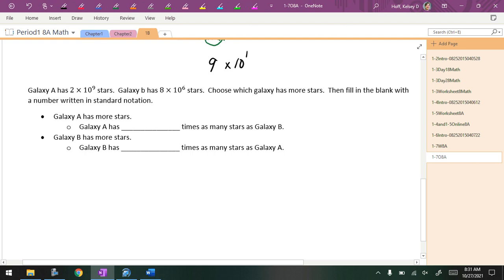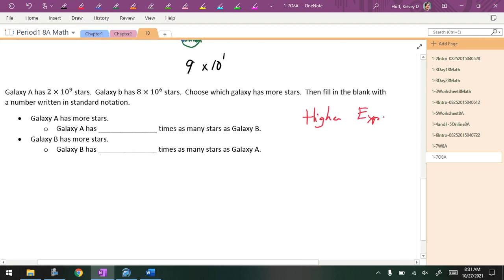10 to the 9th is more than 10 to the 6th. Very good. Liana said, well, 10 to the 9th is a bigger number than 10 to the 6th. Remember, your exponent tells you how many times you move that decimal out, right? The more times you move the decimal out, the bigger the number is getting. So make yourself a note. Higher exponent equals bigger number, or bigger exponent is bigger number. You should write that down, all of you.